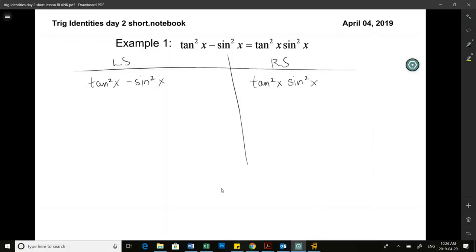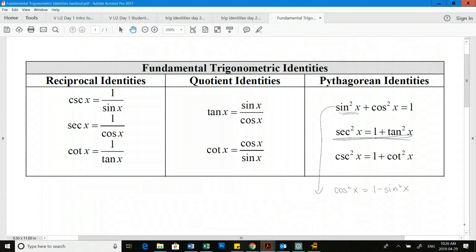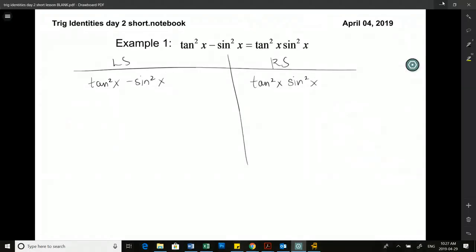So in this question here, there's actually a couple of different routes that we could take. We could do the typical change everything in terms of sine and cosine. That is a possibility. I could also potentially use a Pythagorean identity because I know that tan squared x is equal to secant squared minus 1 if I look at my sheet here. Looking at my Pythagorean identity, tan squared x, if I move this 1 to the other side, is equal to secant squared minus 1. So I could potentially try that. I could try replacing my tan squareds with sine squared over cos squared. What do you guys want to try?